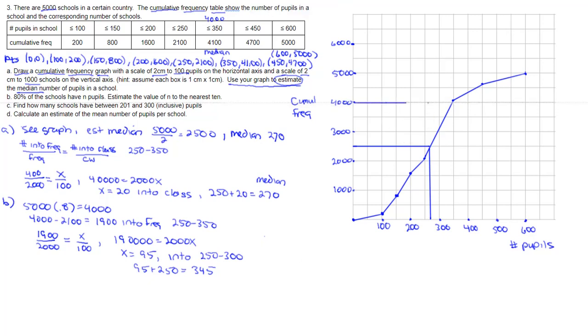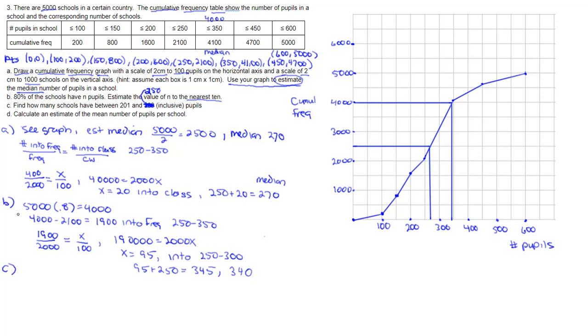And if I go over to my graph here and go down along 4,000, you can see that it seems pretty reasonable that that's going to be 345. Now they also mentioned that we're supposed to round to the nearest 10, so our answer would be 340 for this one.